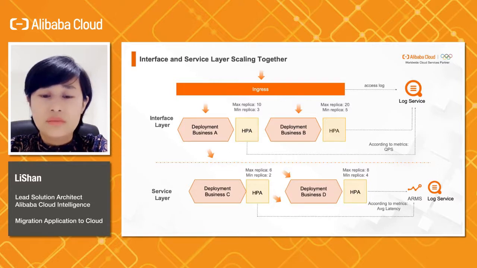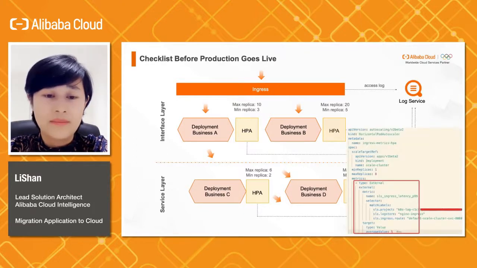Like we see in the demonstration, there are 2 deployment pods. The access comes from Ingress. Each access log can be stored in log service. HPA is triggered by QPS metrics. For the service layer, the two deployment pods' logs are stored in log service, and application real-time latency can be observed by ARMS. So the HPA can be triggered by latency from log service or ARMS.